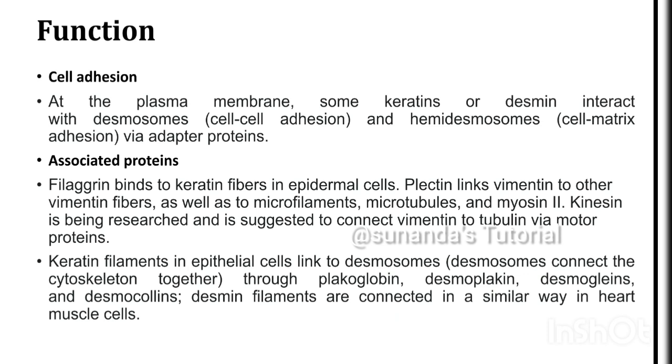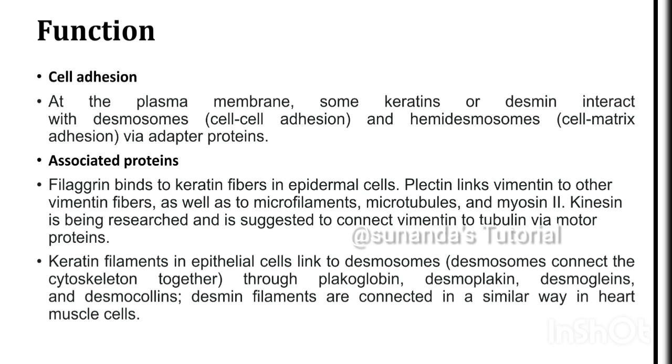Okay, next the function. At first, cell adhesion. At the plasma membrane, some keratins or desmin interact with desmosomes and hemidesmosomes via adapter proteins. Next, associated proteins. Filaggrin binds to keratin fibers in epidermal cells. Plectin links vimentin to other vimentin fibers as well as to microfilaments and microtubules, and myosin and kinesin is being researched and is suggested to connect vimentin to tubulin via motor proteins.